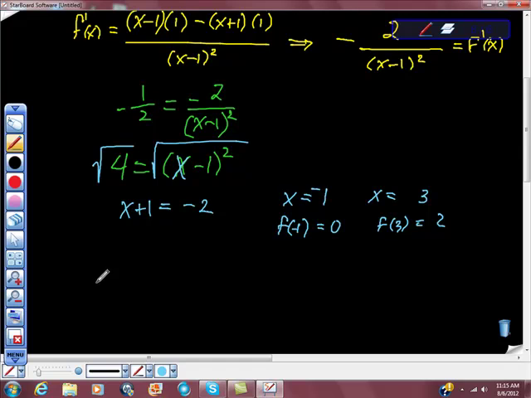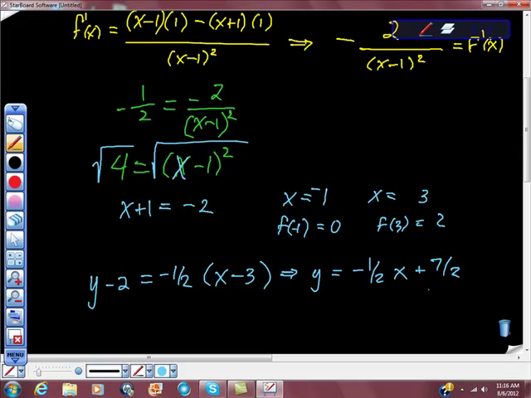Now we can get our equations here. We can say that y minus 2 is equal to negative 1/2 times x minus 3. You can complete that work and get y is equal to negative 1/2 x plus 7/2. Where did I get that? Because we know that when x is 3, and that was one of the times that we had a slope of negative 1/2, y was equal to 2.